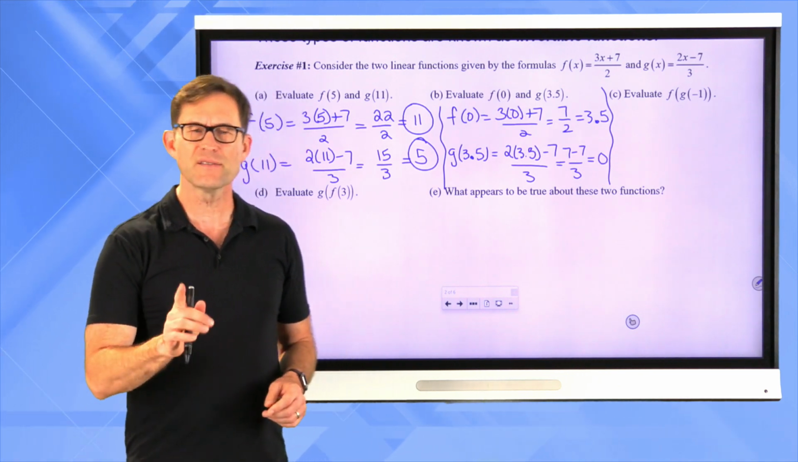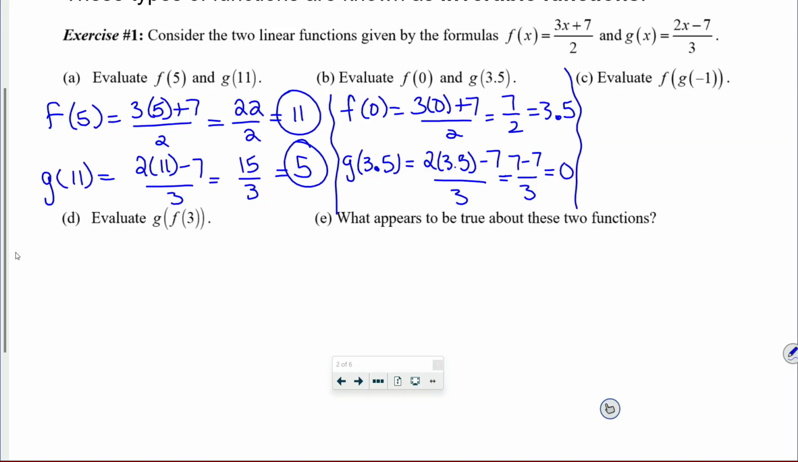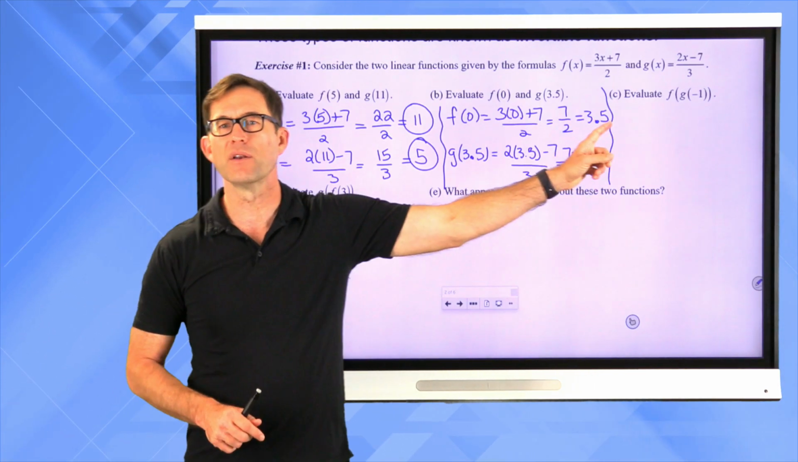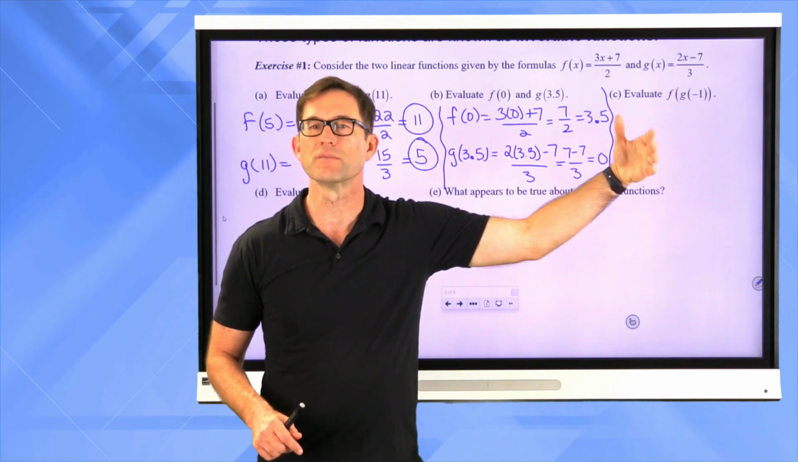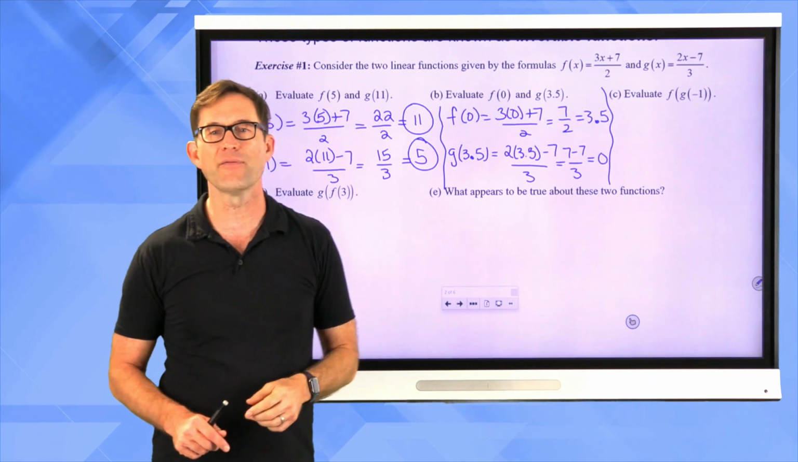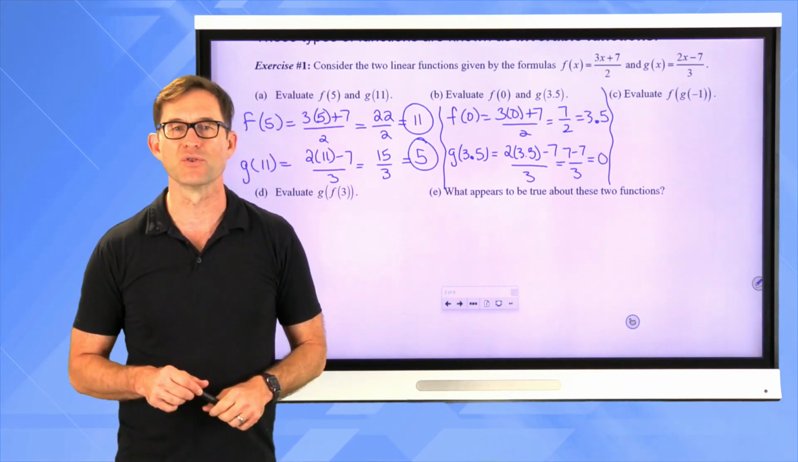All right, let's do a composition problem in letter C. Evaluate f of g of negative 1. Now remember, it's been a few lessons since we did composition. This means I want to do g of negative 1 first, get an answer, take that answer, and then substitute it into f and get a final answer. So pause the video now and do that composition.